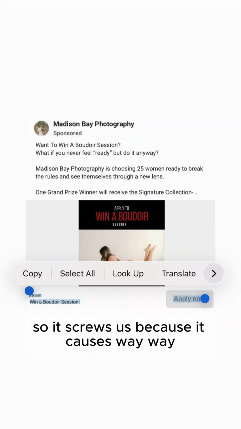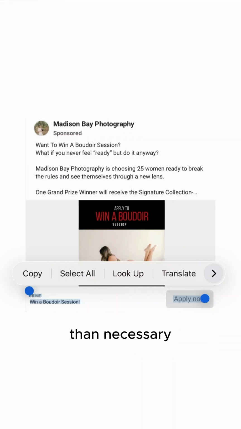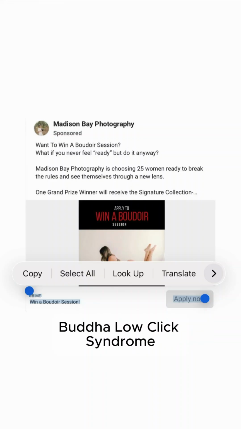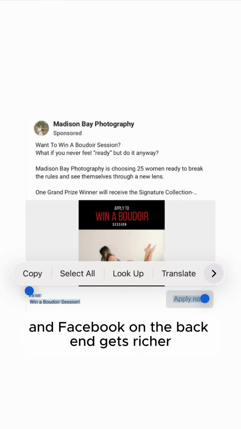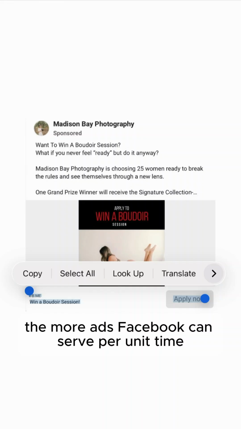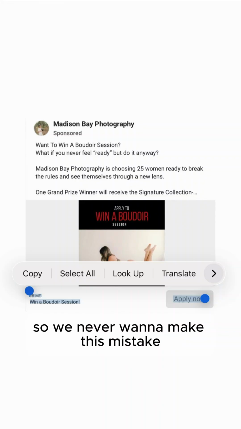So it screws us because it causes way more women to scroll by our Boudoir Facebook ads than necessary, pulling our unique CTRL under 6%, contributing to BLCS, Boudoir low click syndrome. And Facebook on the back end gets richer because the more women scroll by our ads per unit time, the more ads Facebook can serve per unit time, and they make more money when they do that. So we never want to make this mistake.